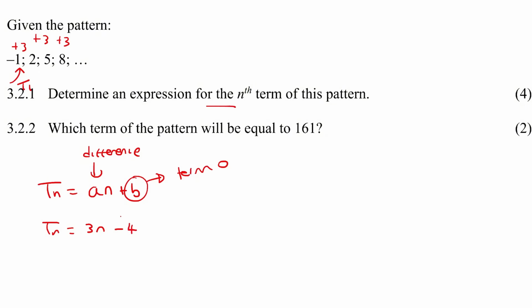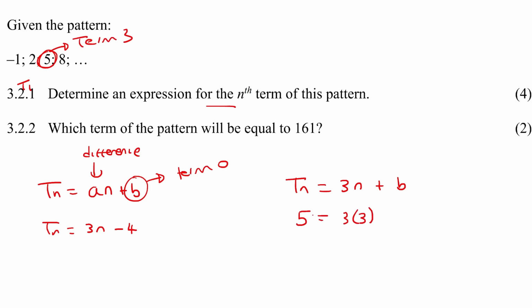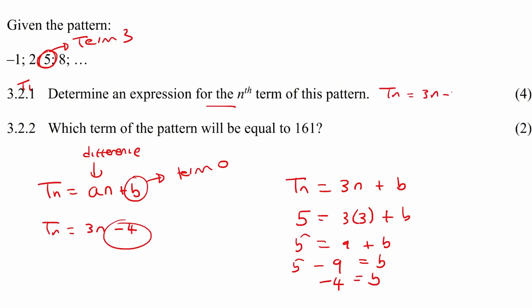If you don't like working out term 0, then the other option is you do the following. I then want you to go and choose any one of these. Let's say you chose this one. So that is term 3. Term 3 has a value of 5. So you fill in 5 for the term value and 3 for the position, because it's position number 3. And then you're going to get 5 equals 9 plus b. And then if you take the 9 over, you get minus 4, just like we said over there. Okay, so we have a formula, Tn equals 3n minus 4.